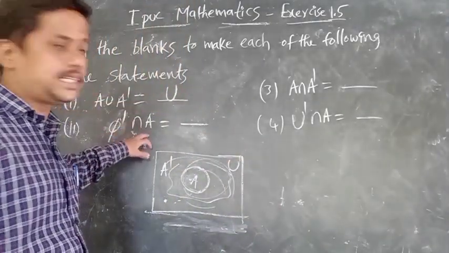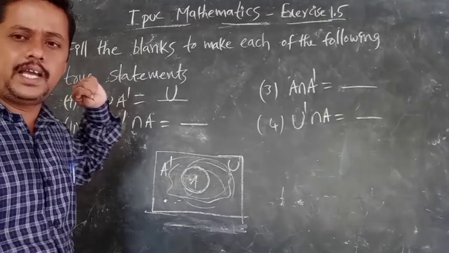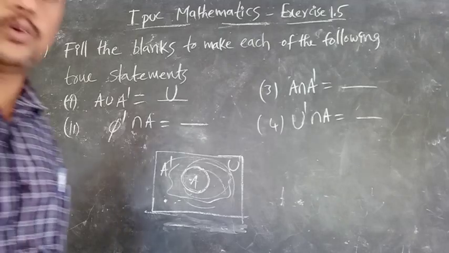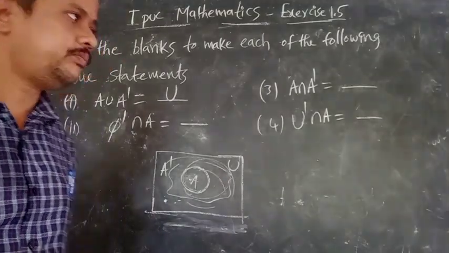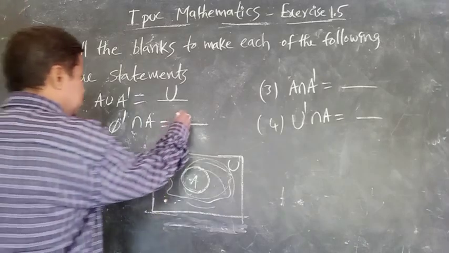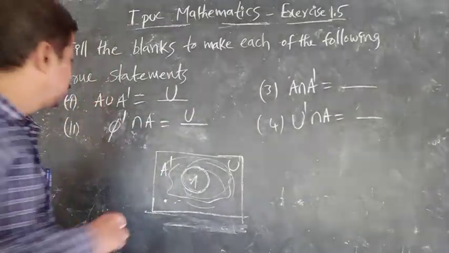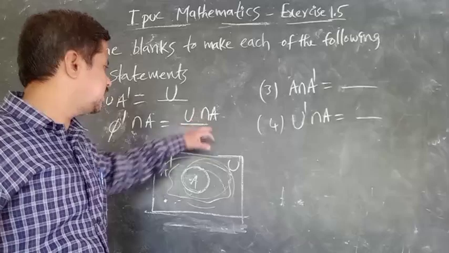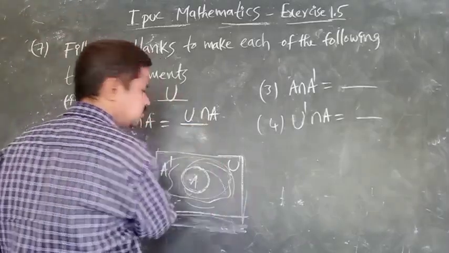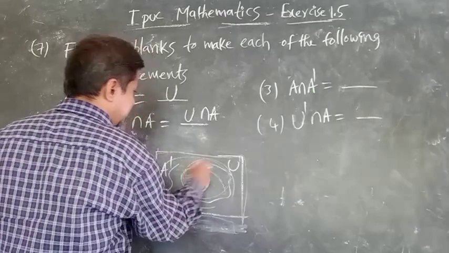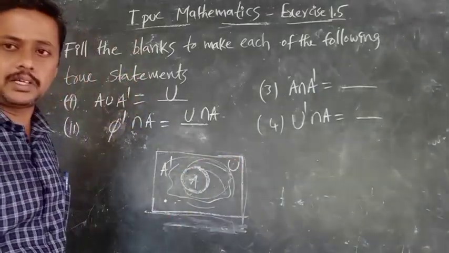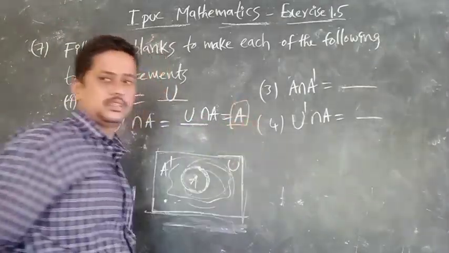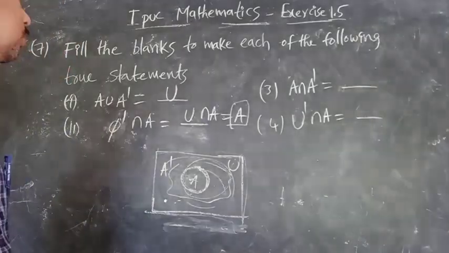Pi dash intersection A. We can't directly solve this problem. You know what pi dash is equal to, already told in the properties of complement. Pi dash is equal to U. So U intersection A. What is the answer for U intersection A? This is U, intersection A. This is A. If we intersect A and U, what is the common element? A. So it is equal to A. This is the answer. Understood or not? So U intersection A is equal to A.